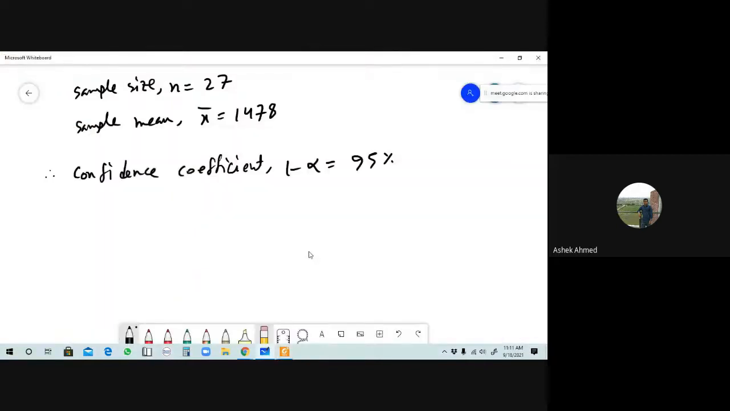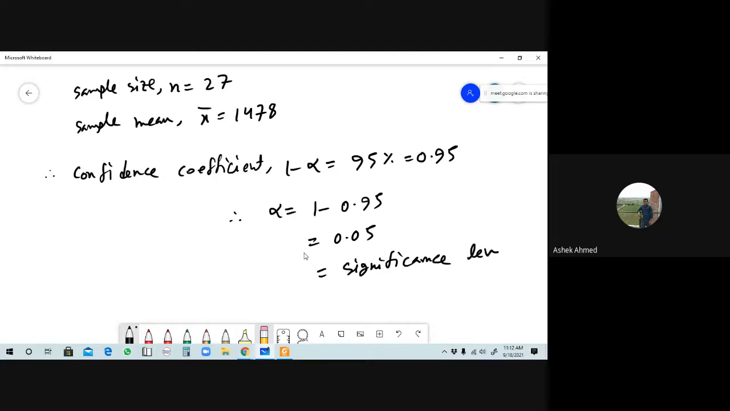Now tell me, what do you mean by 95%? This is 0.95, is it right? So from here, the 1 minus alpha value is 0.95. So the value of alpha will be 1 minus 0.95, which is 0.05. This value is called the significance level.